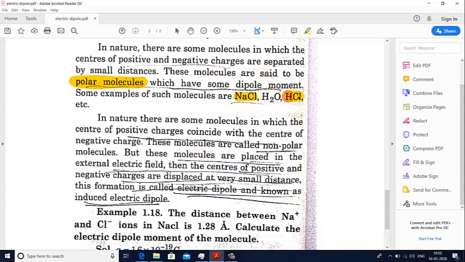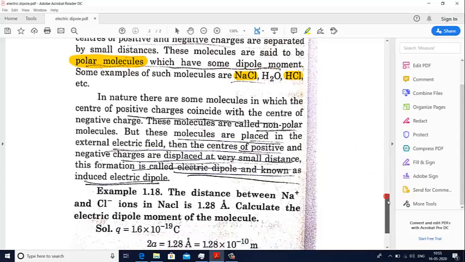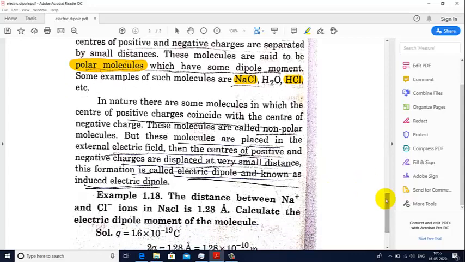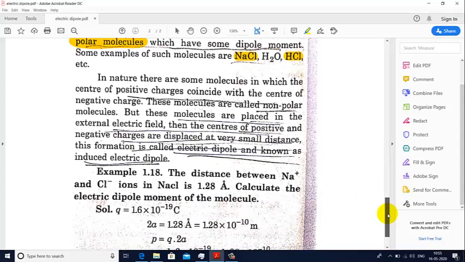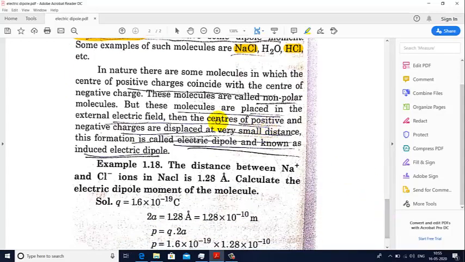Another example is HCl. There are some other molecules also in which the center of positive charge and the center of negative charge are at the same place, meaning there is no separation between them. That means they do not form any electric dipole. These molecules are called non-polar molecules. So these are the definitions of polar molecules and non-polar molecules, and I hope it is clear to you.